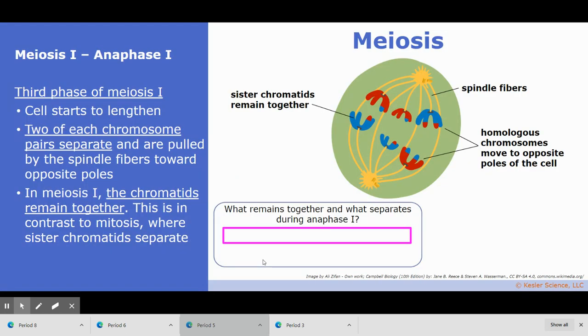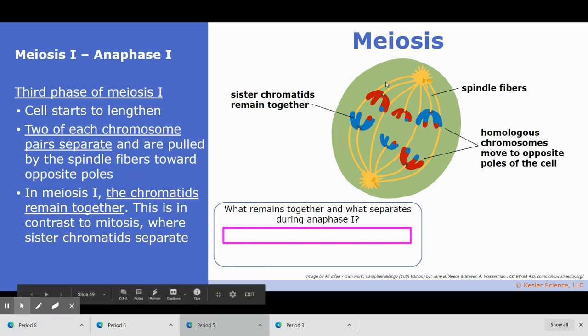Then we move on to anaphase. Anaphase 1. It's the third phase of meiosis 1. The cell starts to lengthen. The two of each chromosome pairs separate and are pulled apart by the spindle fibers toward the poles. In meiosis 1, the chromatids remain together. And this is in contrast to mitosis, where the sister chromatids are going to be pulled apart. So you can see the spindle fibers are pulling the homologous pairs away from each other.